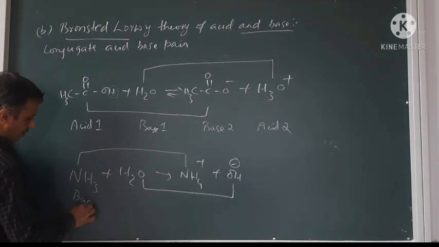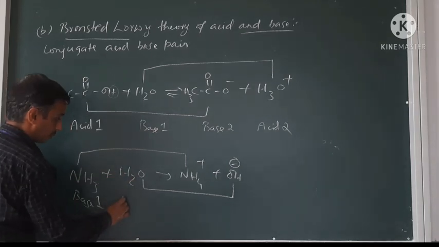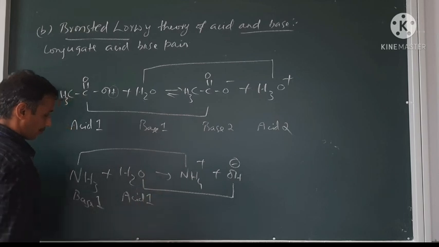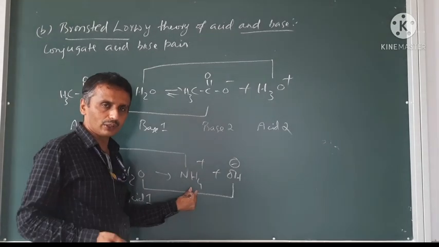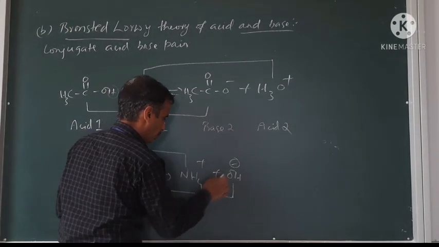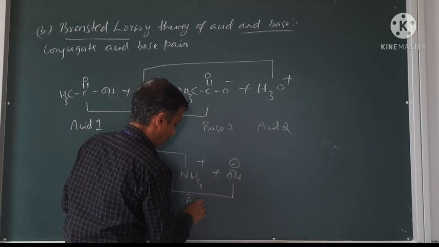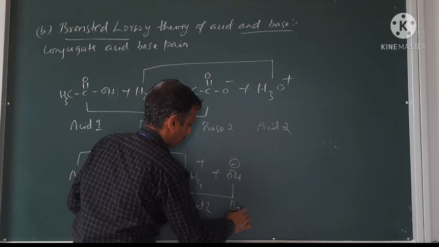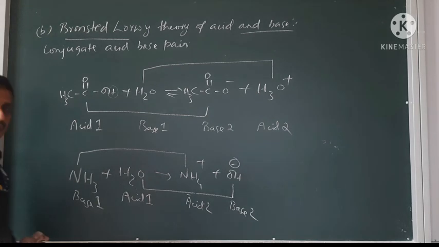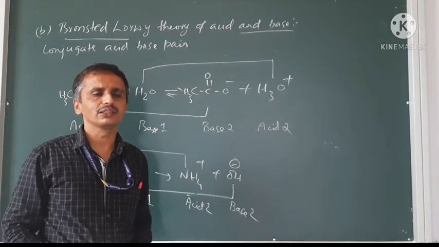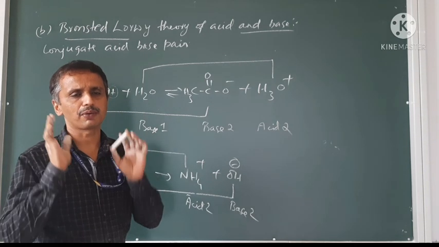Water is acid 1, because it is giving the proton, and NH3 is base 1, because it is accepting the proton given by the water. Now here the ammonium ion can donate H plus ion to the OH minus, so it is acid 2. This is base 2. So a pair of an acid and a base which differ by a proton is called a conjugate acid base pair.